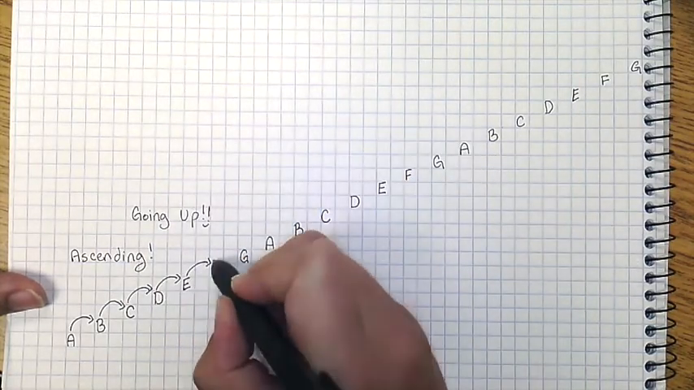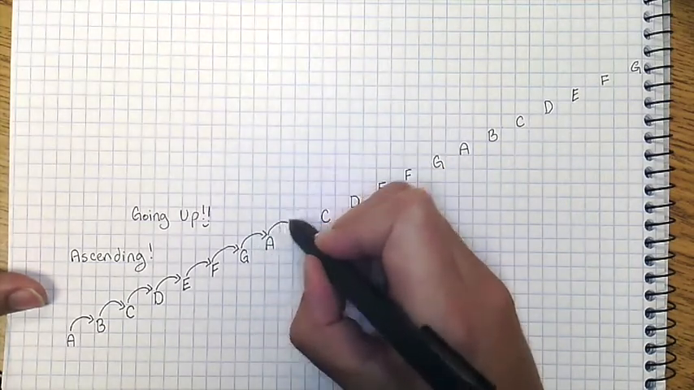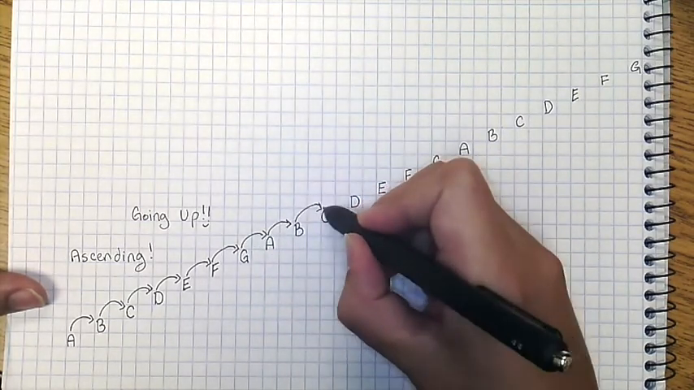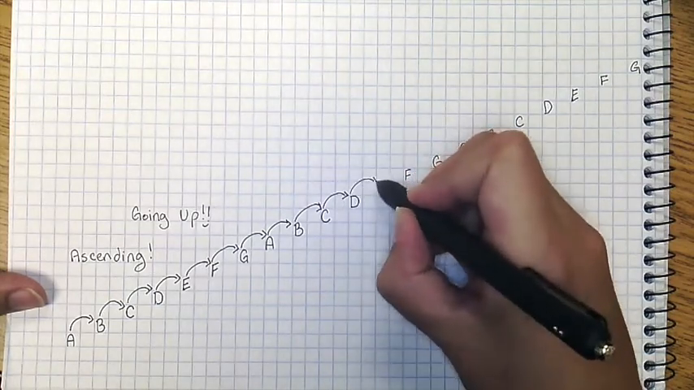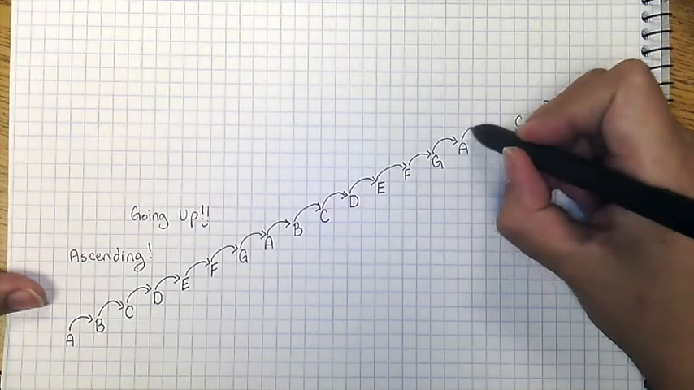So E follows D, F after E, G, and then after G, we go to A, because we start over again. So A is technically higher than G. So on and so forth, all the way up your musical alphabet.